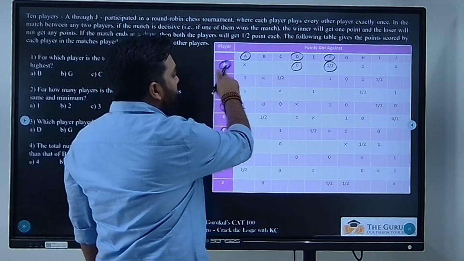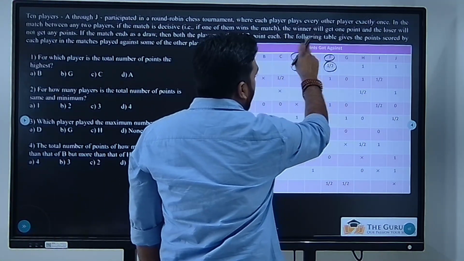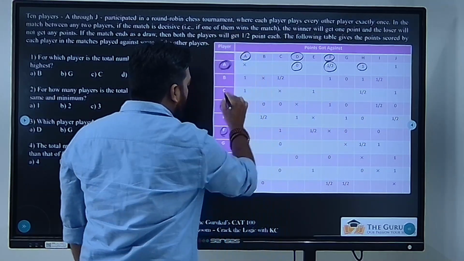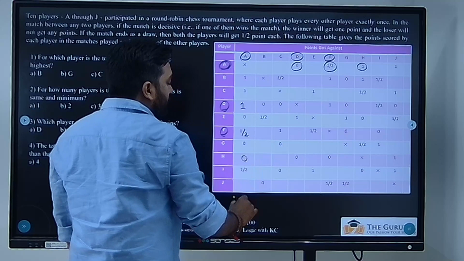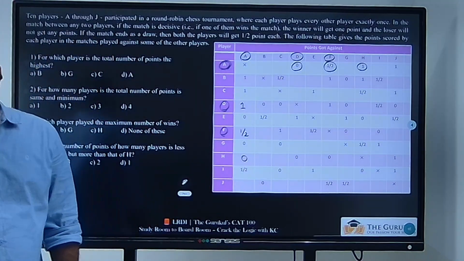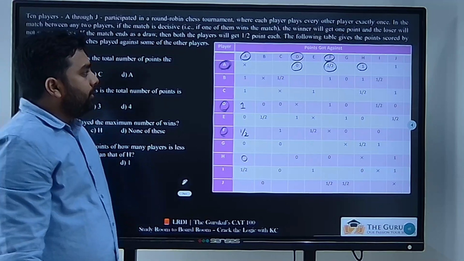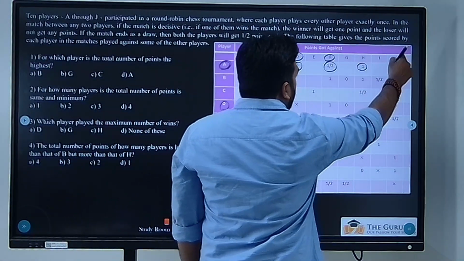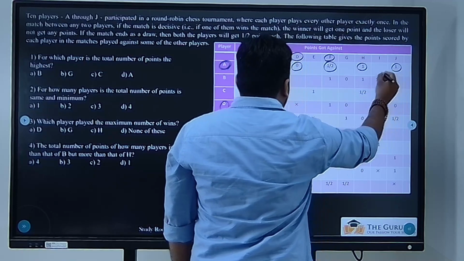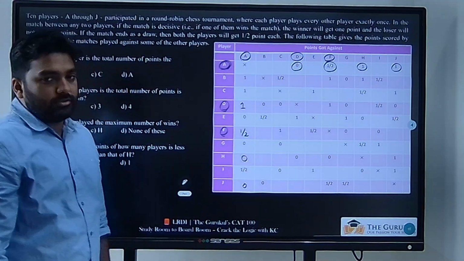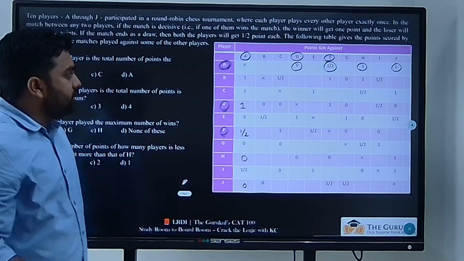Now, the match between A and G, I don't know. A and H, A got 1 point, which means A won. So in the H and A match, H got 0 points against A. The match between A and J, A got 1 point, which means J and A, J should get 0 points. Clear what is happening?